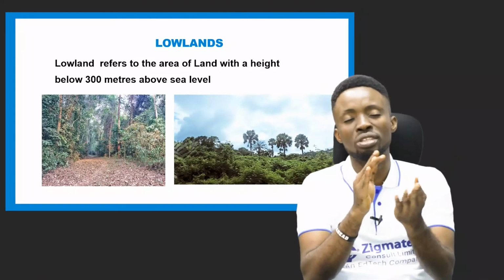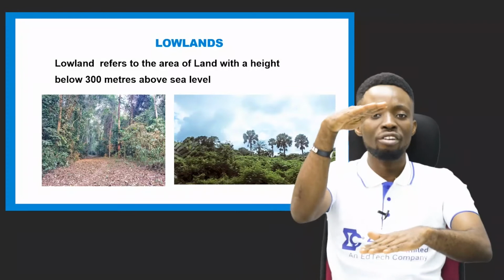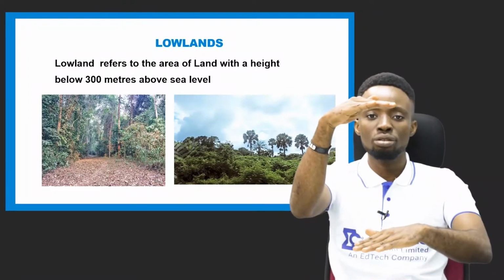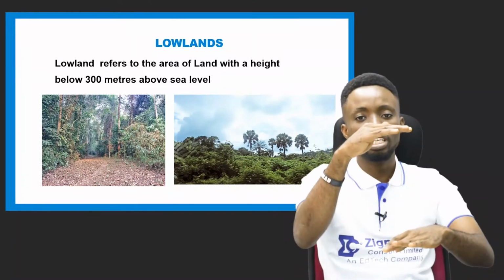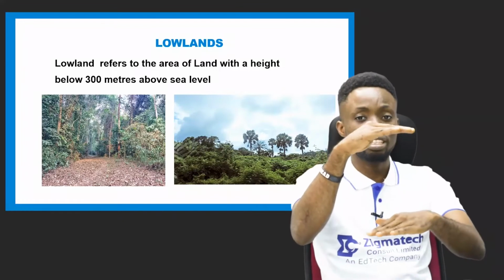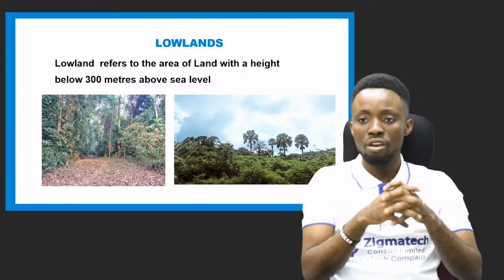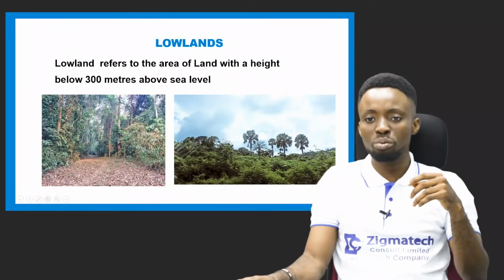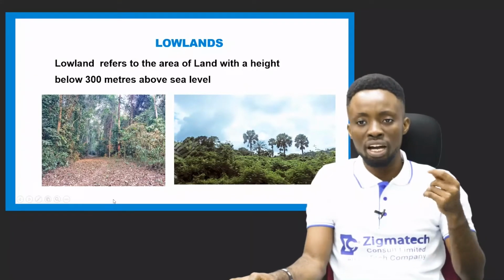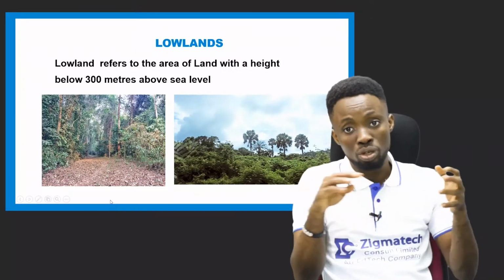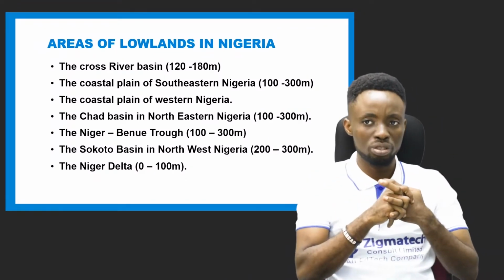Now, the sea level is actually used as a reference point. So, if this is the sea level and we have a height of 300 meters, any land within this height is actually referred to as a lowland. But any land height that extends above this level is seen as a highland area. So we have a typical example of what a lowland area is, as you can see on your screen, and we have a series of lowlands in Nigeria. So let's look at the areas of lowlands in Nigeria.